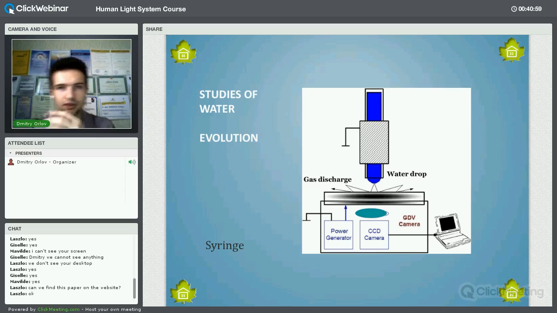I came to Dr. Korotkov with an intention to make water experiments, to study how water reacts to different types of influences. At that time, the setup that was standardly used is the syringe with a small water drop at the bottom that was held right above the electrode, and we got gas discharge, the electrophotonic emission from the water drop.